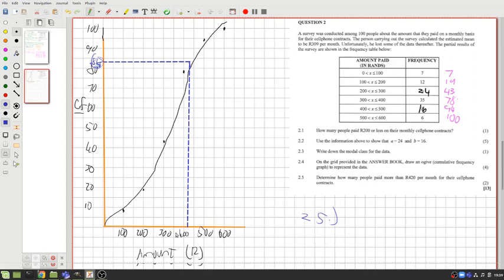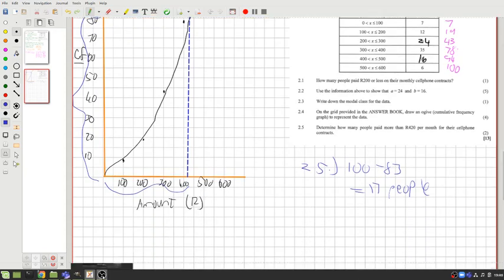So what does that mean? So between 0 and 420 is the same as between 0 and 83. So more than 420 would be this part, which is 100 minus 83, which will give us 17 people. 17 people paid more than R420 per month for their cell phone contracts. Alright, so that was question 2, and join me again for question 3.